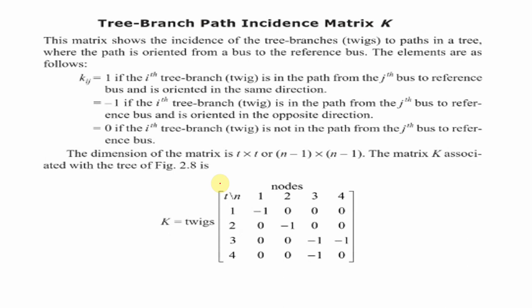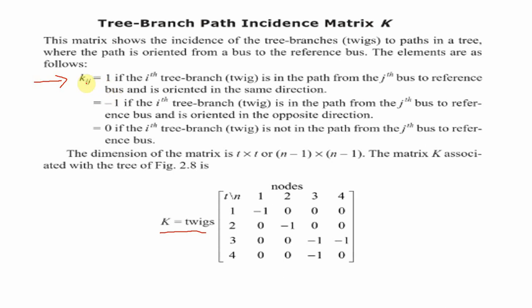Now next, the tree branch path incidence matrix K. Here the concept is based on these terminologies. They give some conditions, and according to those conditions we have to design the tree branch path incidence matrix. So what are those conditions?